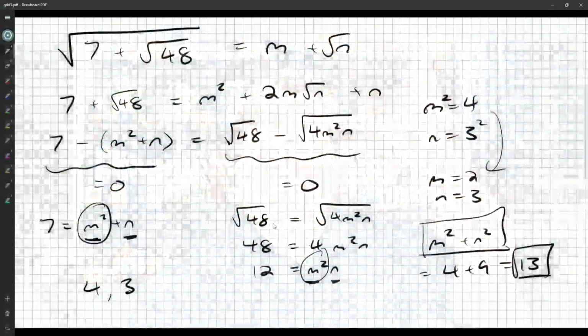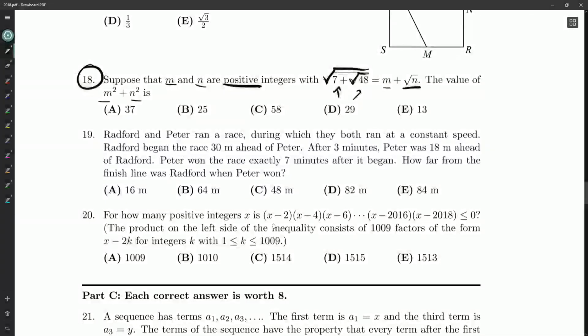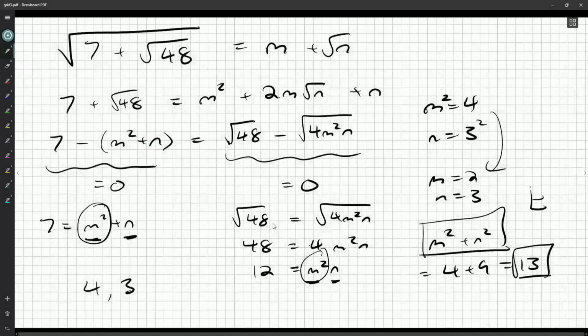Okay, so 13 is our answer, and silly me going to the face cam because I'm vain, but we need to look for 13. There it is, it's E. So we bubble in E, and now I can go back to the face cam.